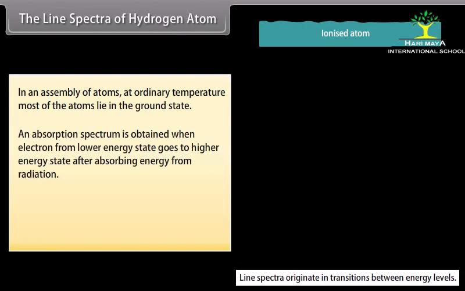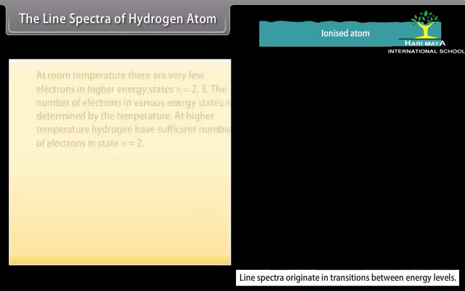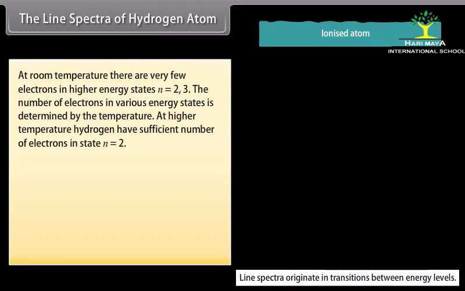An absorption spectrum is obtained when electron from lower energy state goes to higher energy state after absorbing energy from radiation. The frequency of absorbed radiation is given by h nu equals E high minus E low. At room temperature, there are very few electrons in higher energy states, n as 2 and 3. The number of electrons in various energy states is determined by the temperature. At higher temperature, hydrogen has sufficient number of electrons in state n as 2.